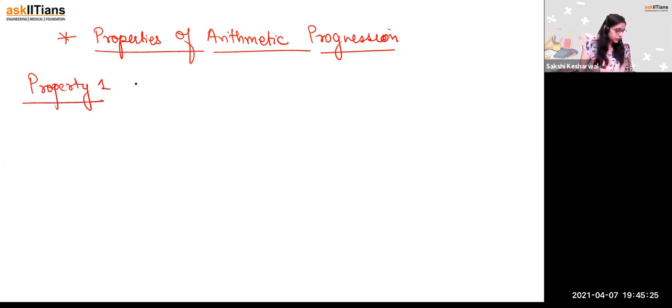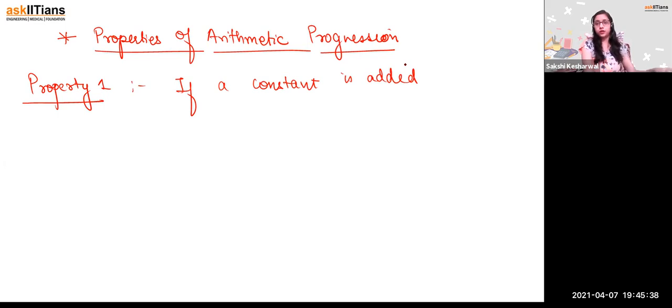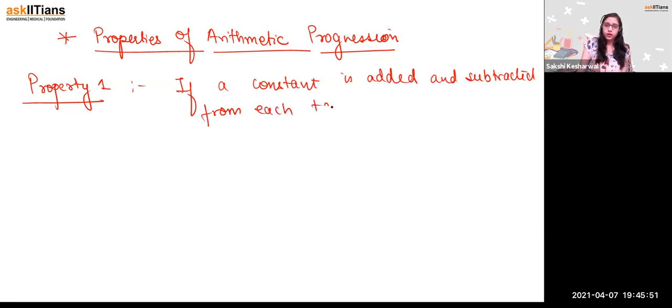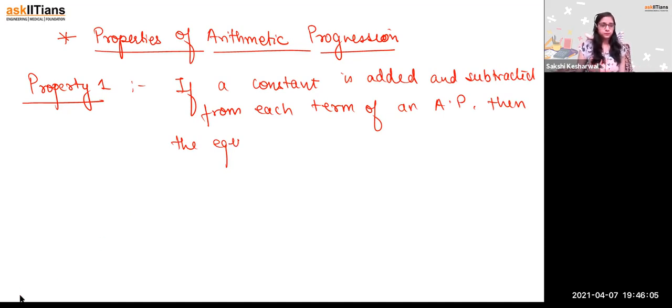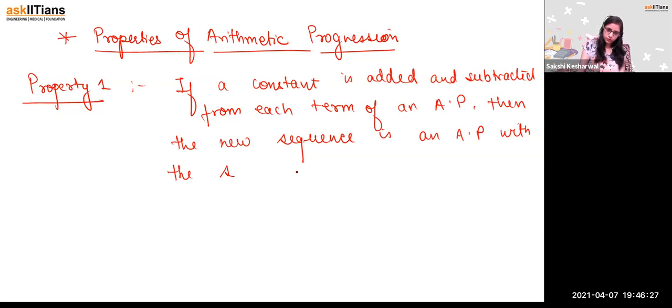Property one says that if a constant is added or subtracted from each term of an AP, then the new sequence is an AP with the same common difference.